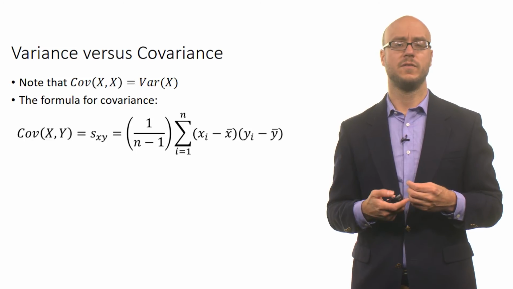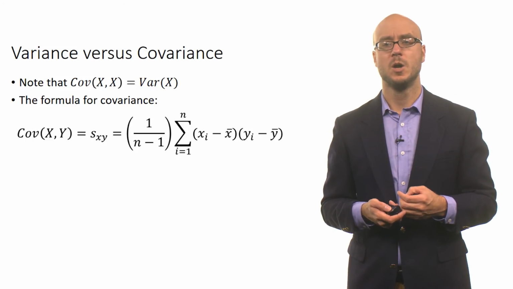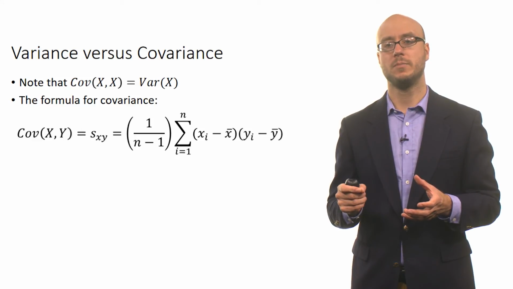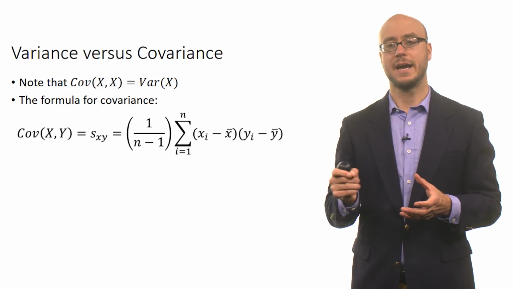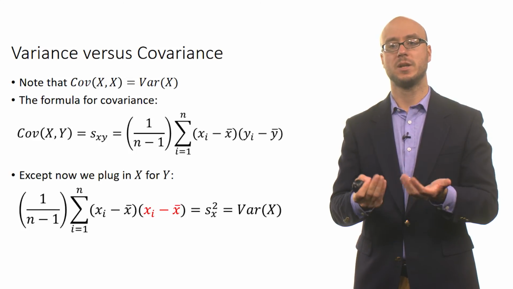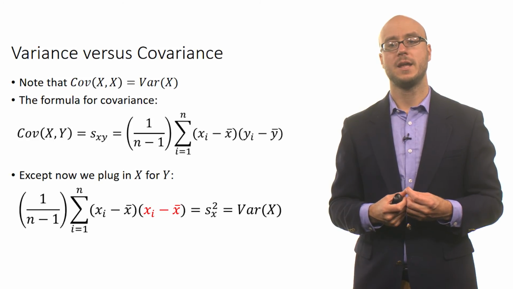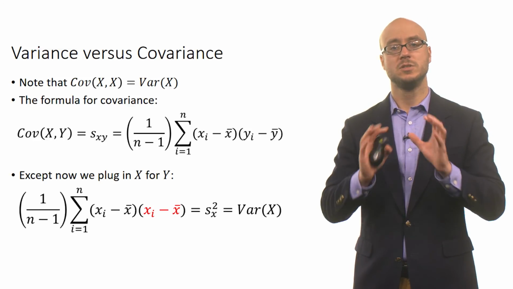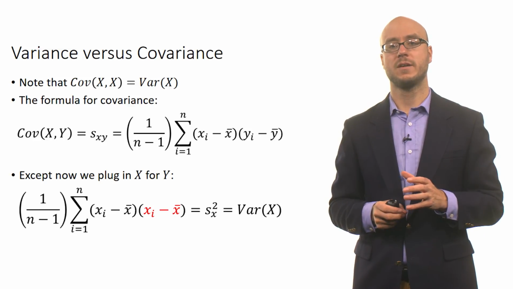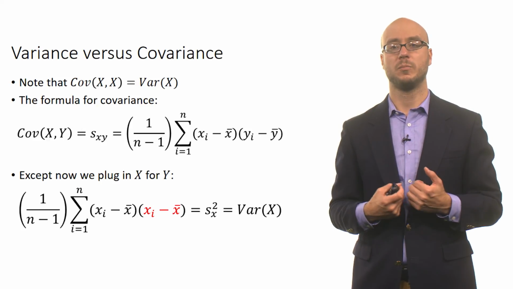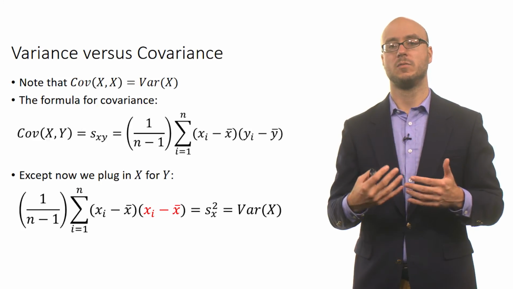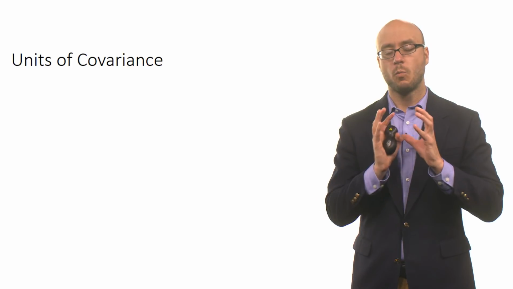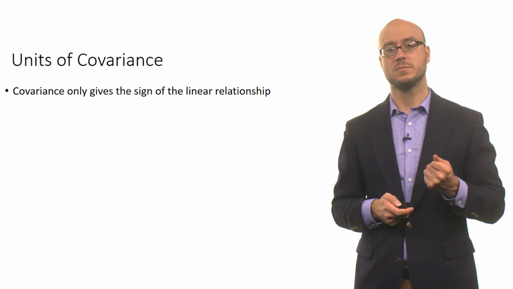Here's the formula for the covariance in a sample between x and y. What happens when, instead of y minus y bar, we use x minus x bar? In essence, we plug in x for y, and we have a calculation that is equivalent to the variance of x. So one way to think about variance is as the covariance of a variable with itself. Variance of x, variance of y, and the covariance of x and y are related in this way.